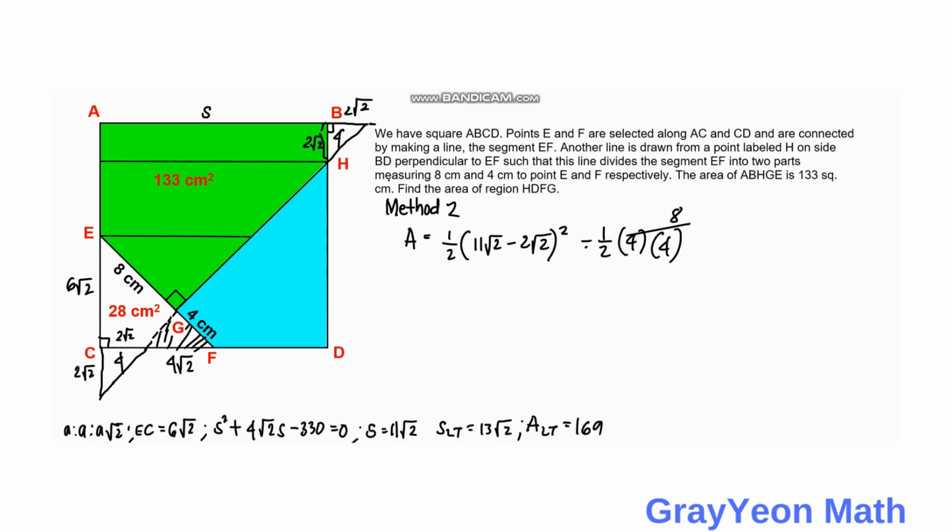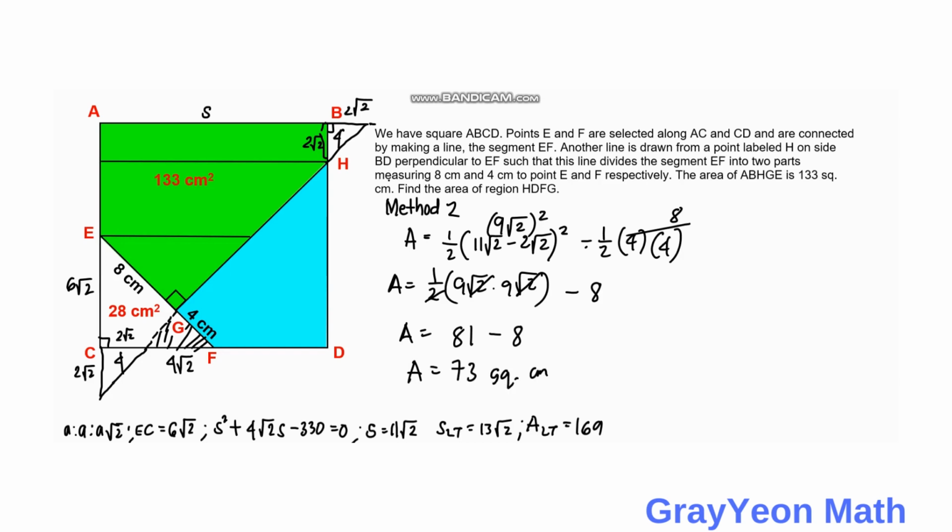And this would become 9 square root of 2. If you multiply this by itself, 9 square root of 2 times 9 square root of 2 times 1/2, then simply cancel this, and you have 81. Then this is 8, and minus 8. Then you have area is equal to 73 square centimeters, same as the area that we got from the first method.